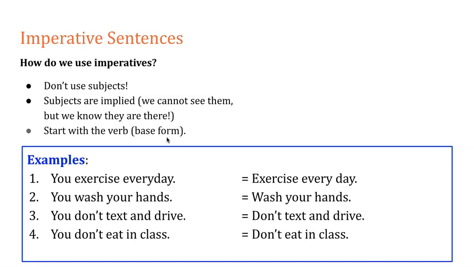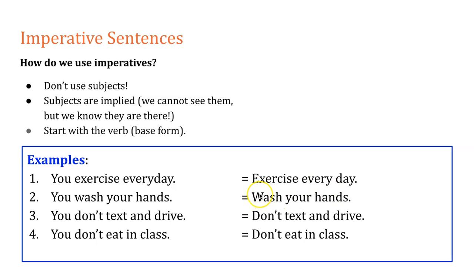So let's look at these examples. Here, you exercise every day. We know the subject is you. You exercise every day. But imperative sentences don't use subjects. This means we only see it like this: Exercise every day. We start with the verb, exercise.